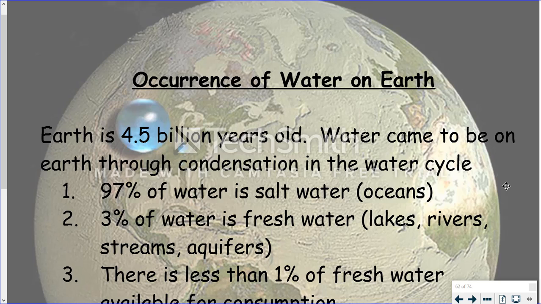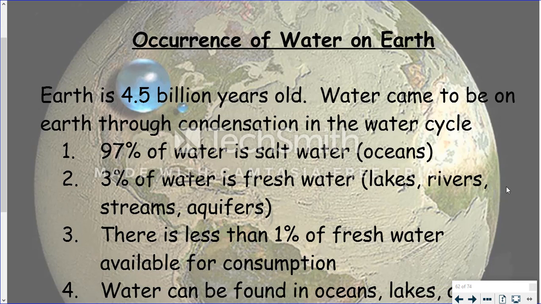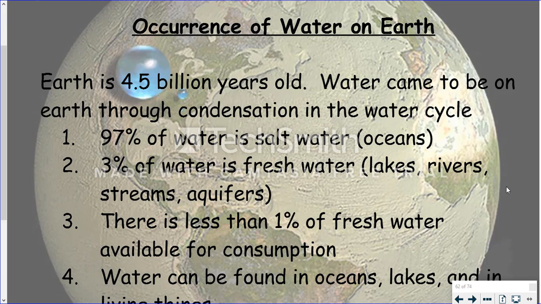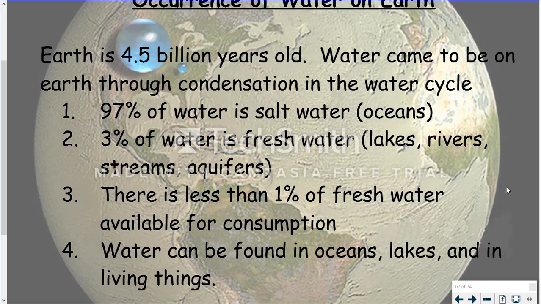Let's talk about water's occurrence on our Earth. Earth is about 4.5 to 5 billion years old, and water came to be on Earth through condensation in the water cycle. Now 97% of our water is salt water, and that can be found in our oceans. Around 3% of that water is fresh water, and those are located in lakes, rivers, streams, and aquifers. So that leaves us with less than 1% of our water being fresh water, which is available for human consumption.